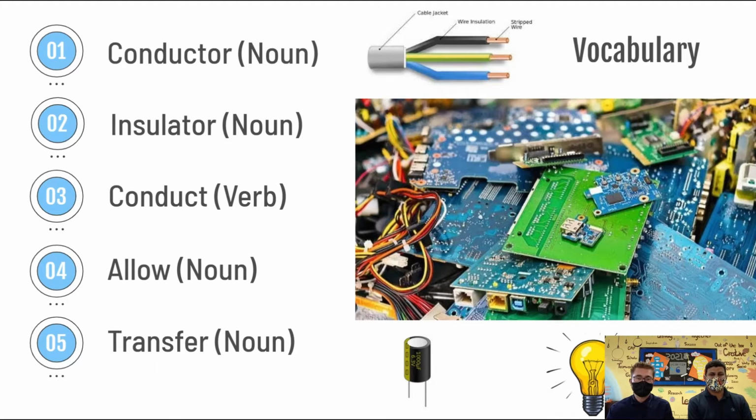Okay, number 4 is allow. Allow, so a material that allows electricity to pass through. Allow means yes, please enter. Okay. And the last one, transfer. Transfer. It's a bit similar to conduct. So the copper wire can transfer electricity. Okay.